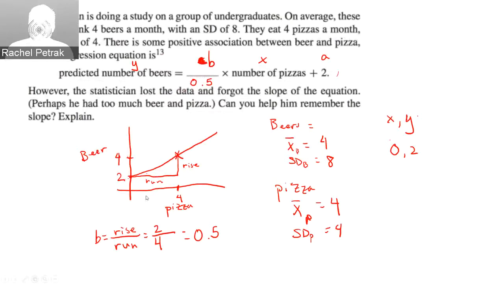And given this other information, remember that you can use the point of averages to help you find the slope, which is still going to go back to the same idea of the rise over the run for the slope.